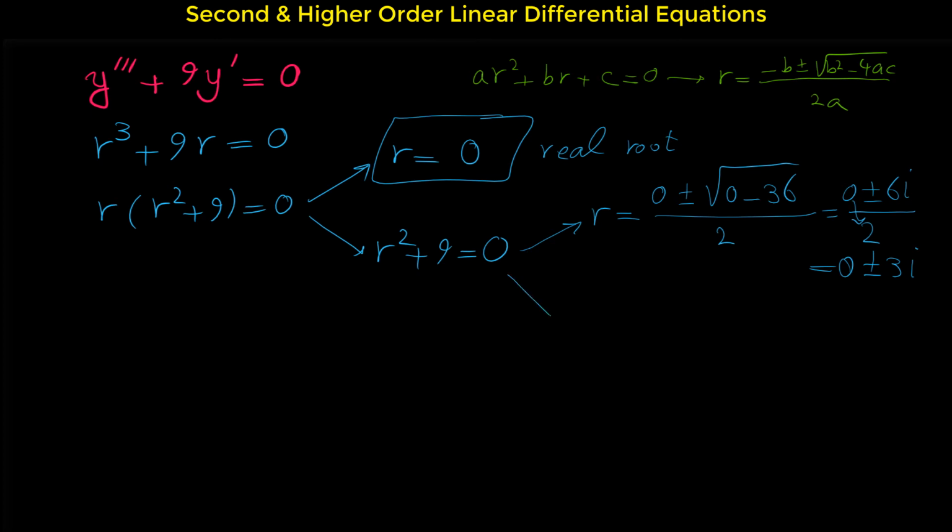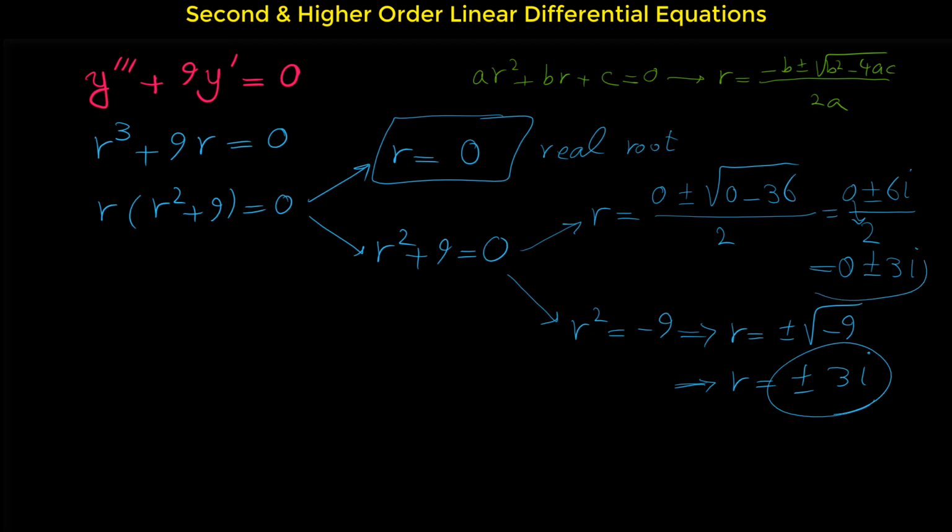But the other way that you can solve this is to move 9 to the other side, equals negative 9, and take a square root. r equals plus minus the square root of negative 9. If you bring 9 out, the square root of 9 is 3, and the square root of negative 1 is i. So this equals plus minus 3i. This is the same as this. Note that here and here we have 0, exactly the same as here.